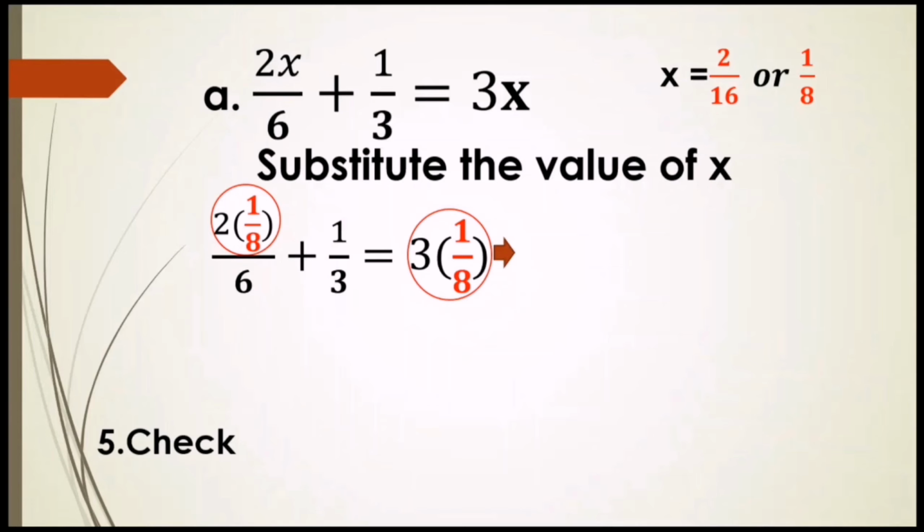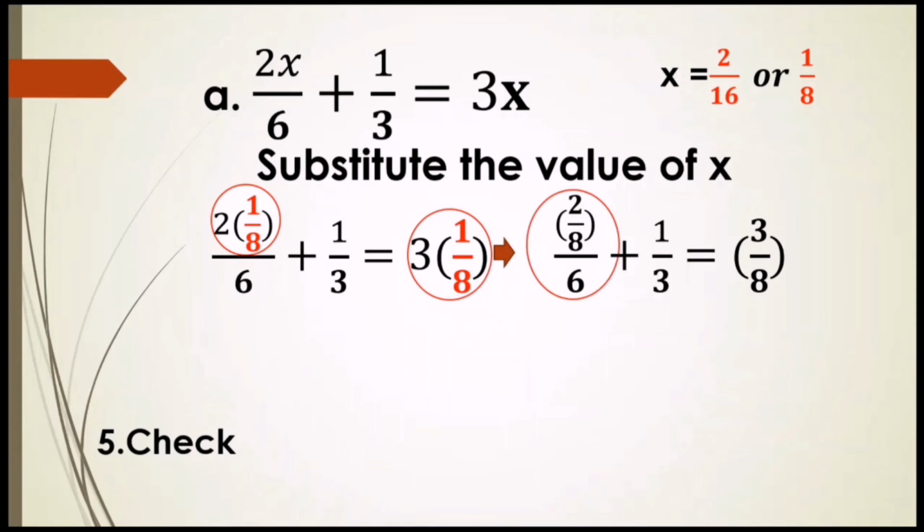So 3 times 1 over 8, which becomes 2 all over 8 divided by 6 plus 1/3 is equal to 3 all over 8. And then, after that, what you will do is to solve the first term, which is 2 divided by 8 all over 6.